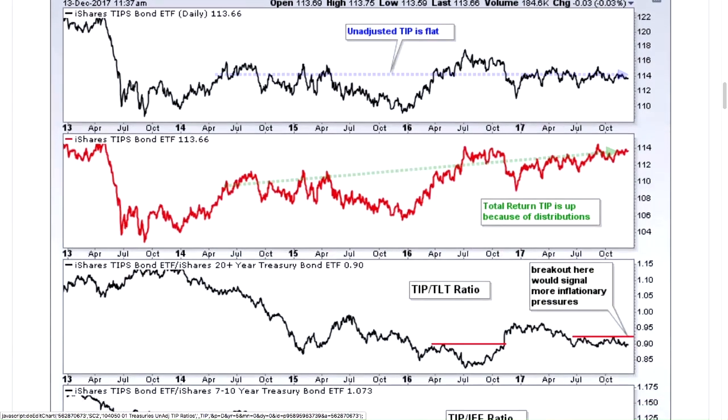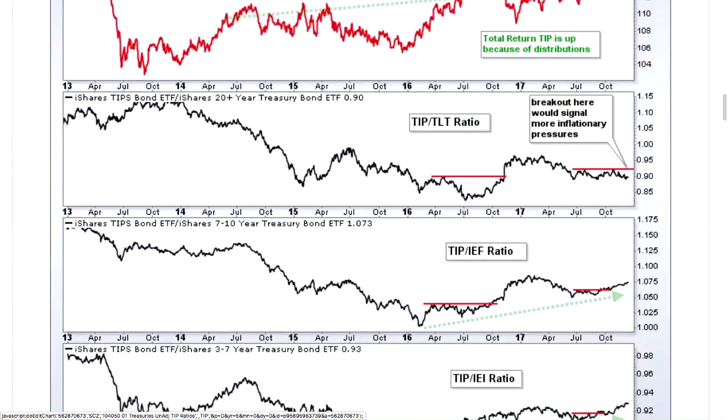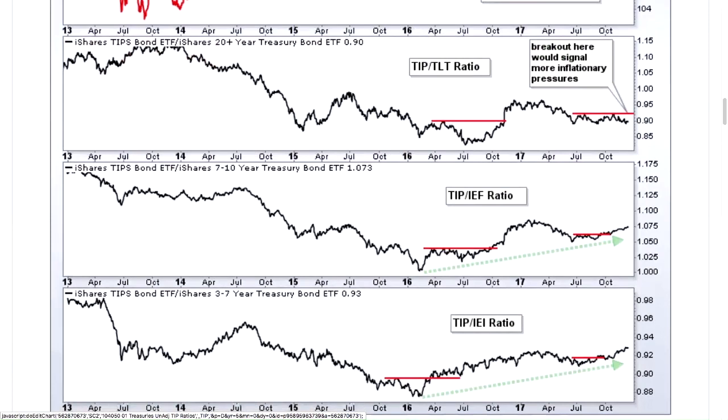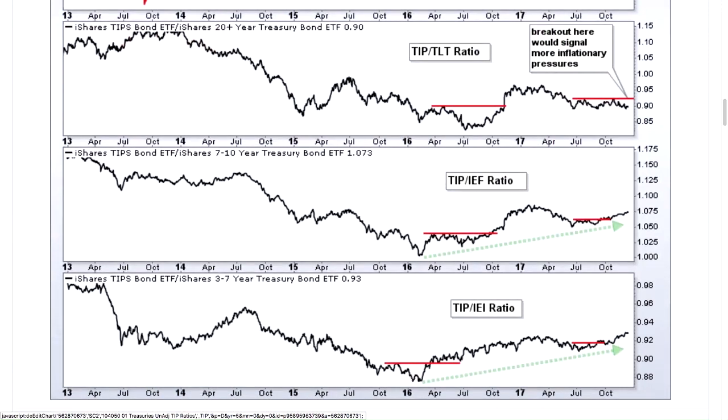So in order to measure inflationary pressures, I was going to put these ratios together. This is the TIP TLT ratio, which is the 20 plus year bond ETF. It's not inflation adjusted. And then we have the TIP IEF ratio, which is a 7 to 10 year bond ETF, and the TIP IEI ratio, which is a 3 to 7 year bond ETF. And you're like, well, which one really matters? And I was wondering that too.